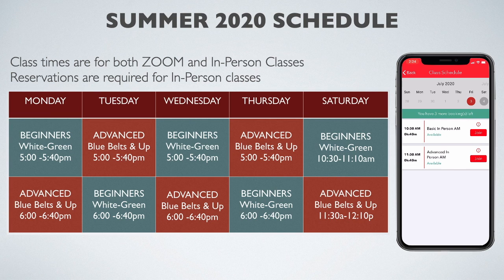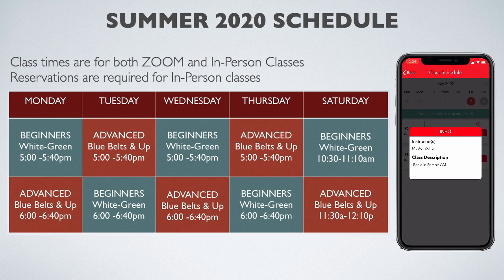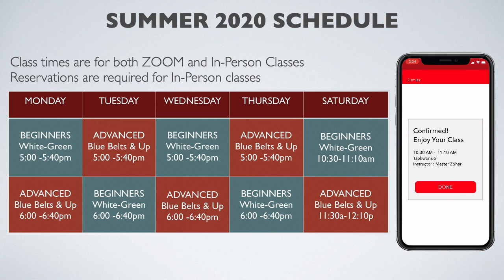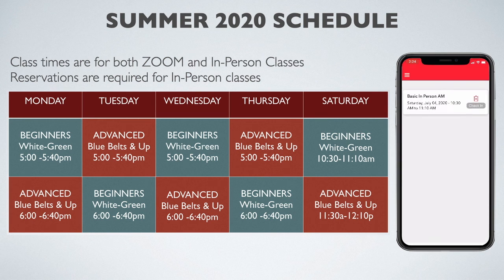I'm going to click on the little I here for info. It tells you a little bit about the class, and then I'm going to click join. It asks me if I'm sure I want to join the class. Click yes, and you are confirmed. Click done, and now your class is here.